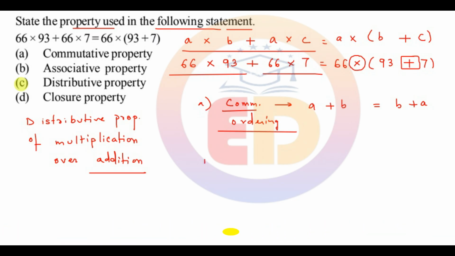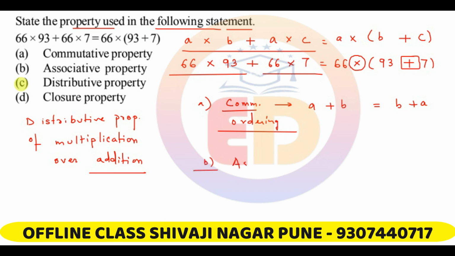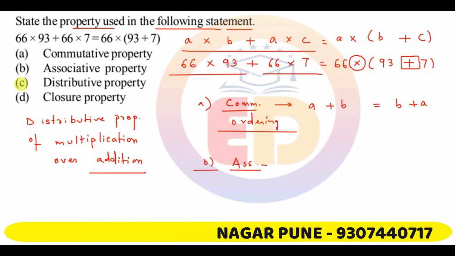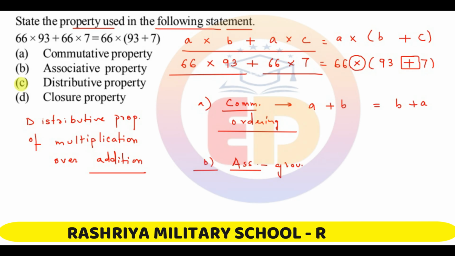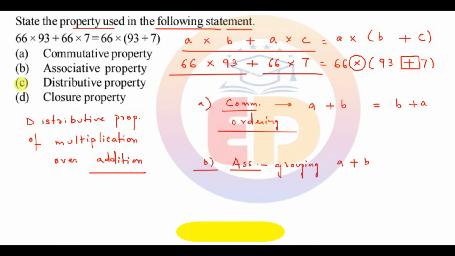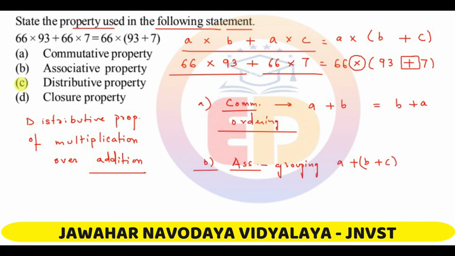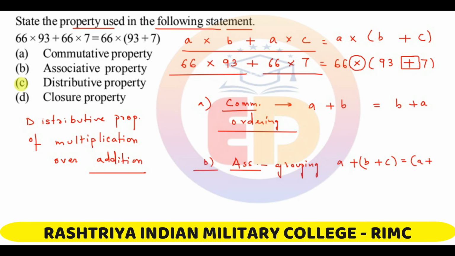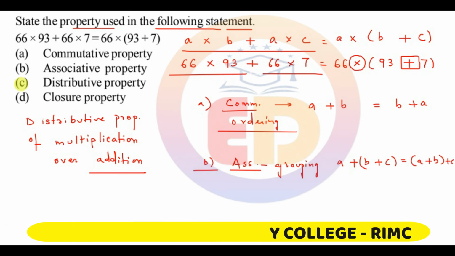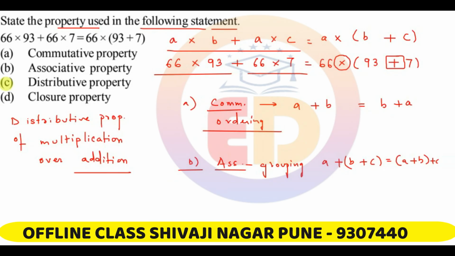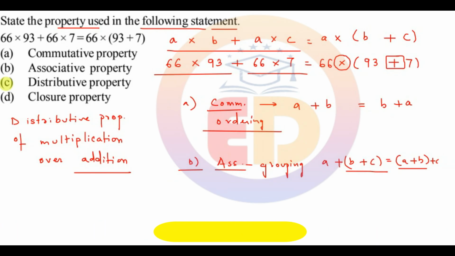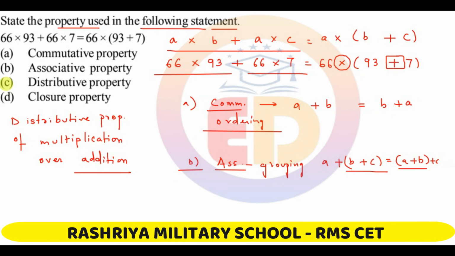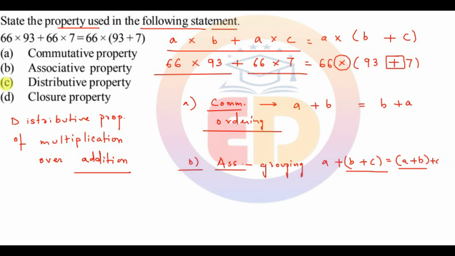Option B, associative property. Associative property is grouping property. Example, A plus B plus C. So I'll group B plus C first. That will be equal to A plus B plus C. So here if you see that on the left hand side we have grouped B and C, and on the right hand side we have grouped A and B. So grouping property says however you group the whole numbers, the answer will be same.